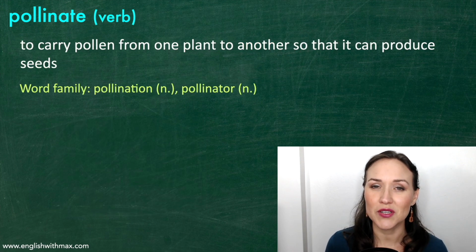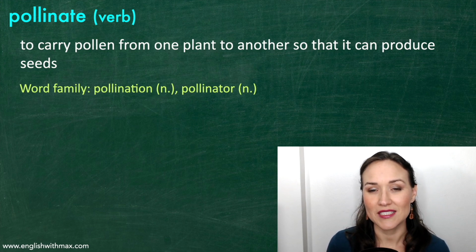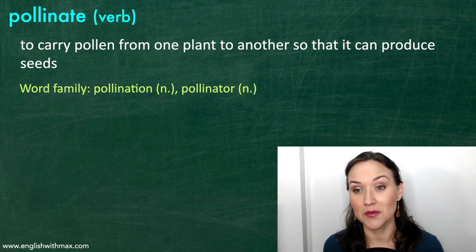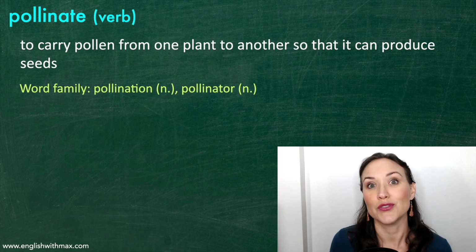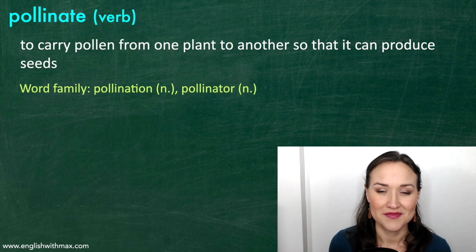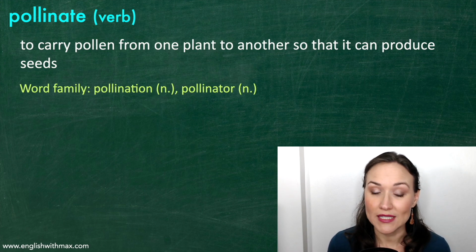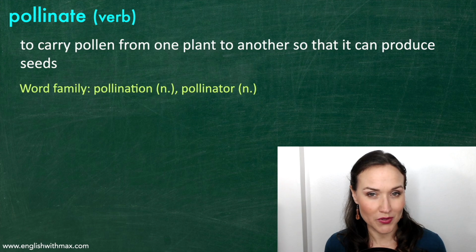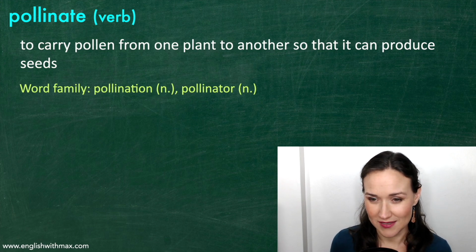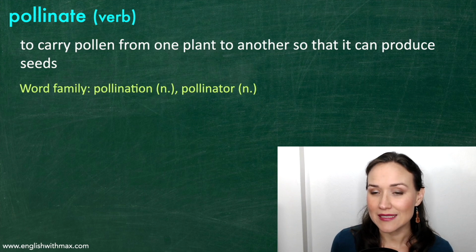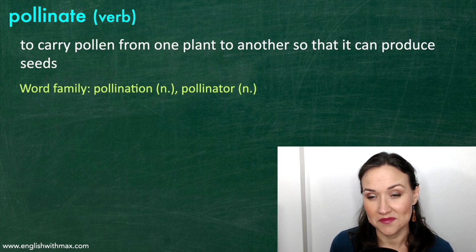And next we have the verb pollinate. To pollinate means to carry pollen from one plant to another so that it can produce seeds. Let's see the word family. We have the noun pollination, which is the process, and another noun, pollinator. A pollinator is an animal or insect that carries pollen.